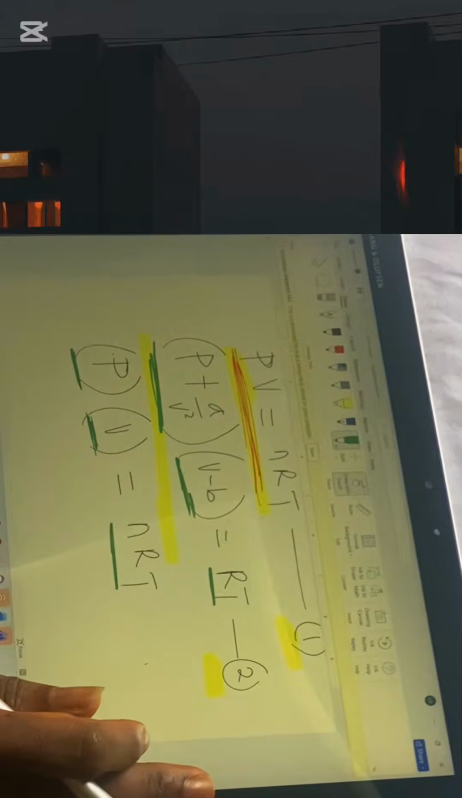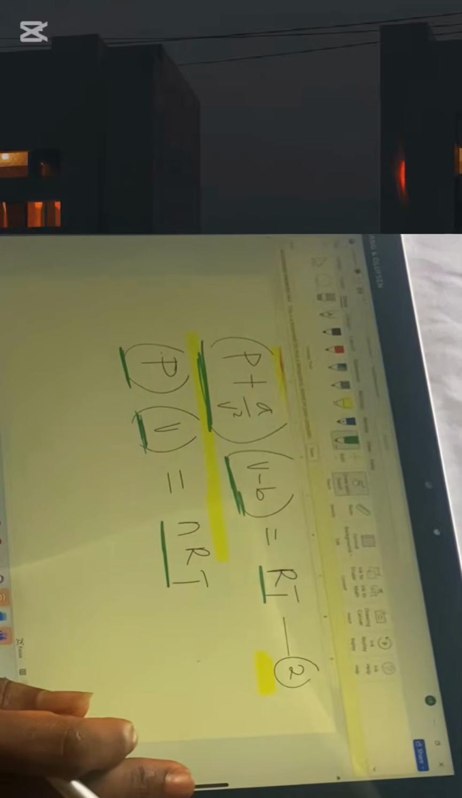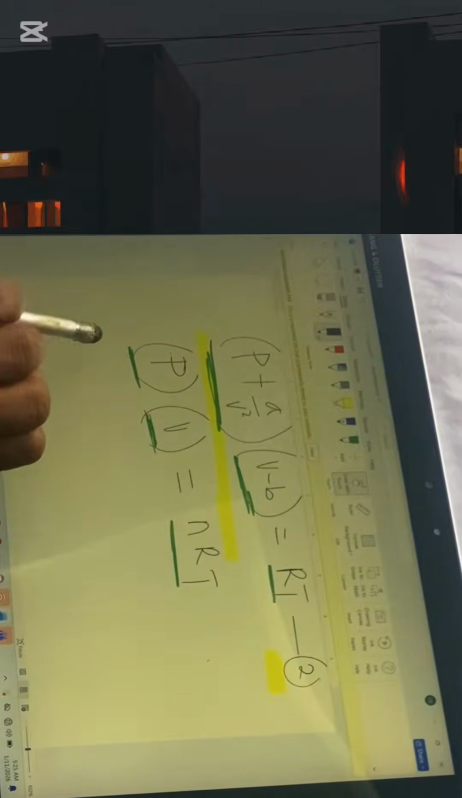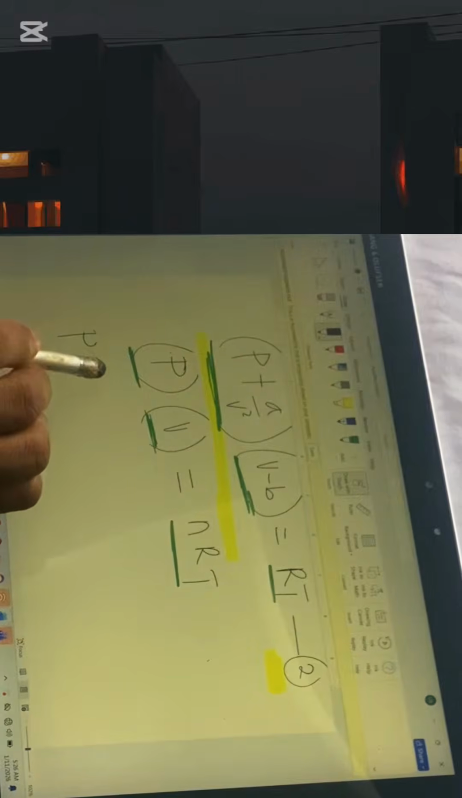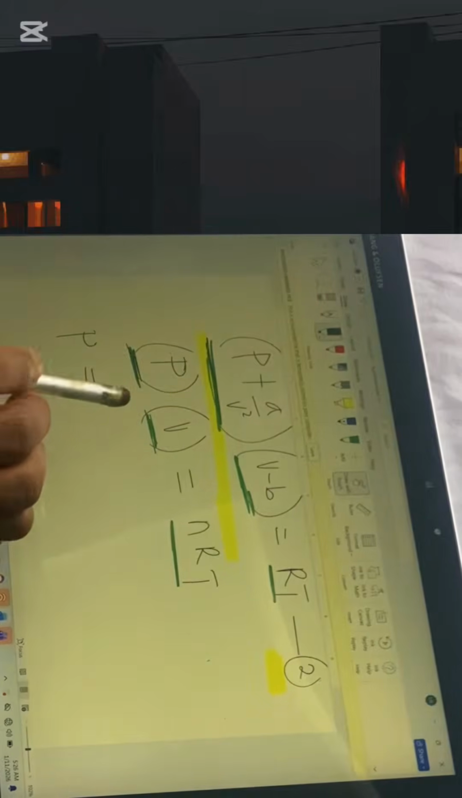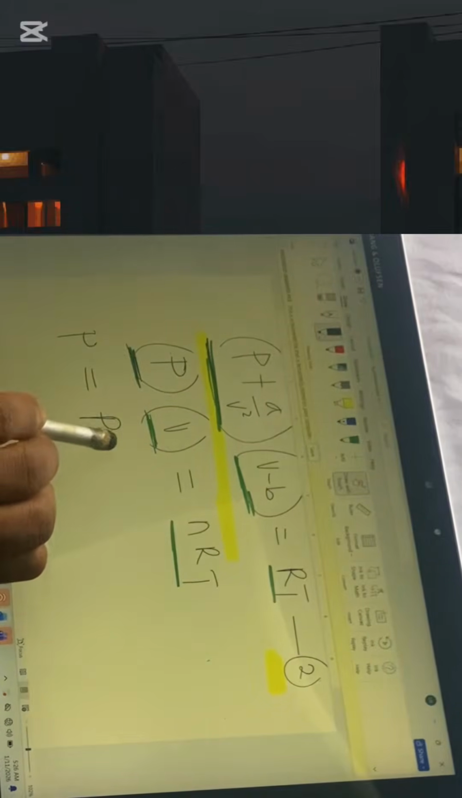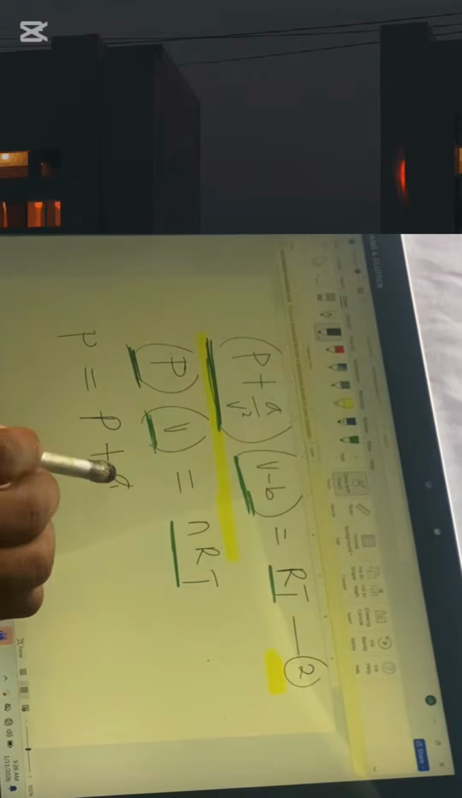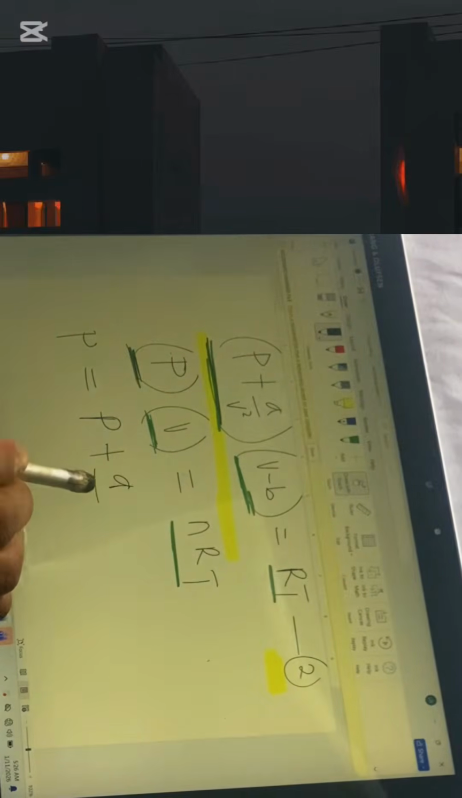So when you do that, we will have something like this. That is P is equal to, that is, this particular P is equal to the whole of this here. Please take note. It's equal to P plus A over V squared.